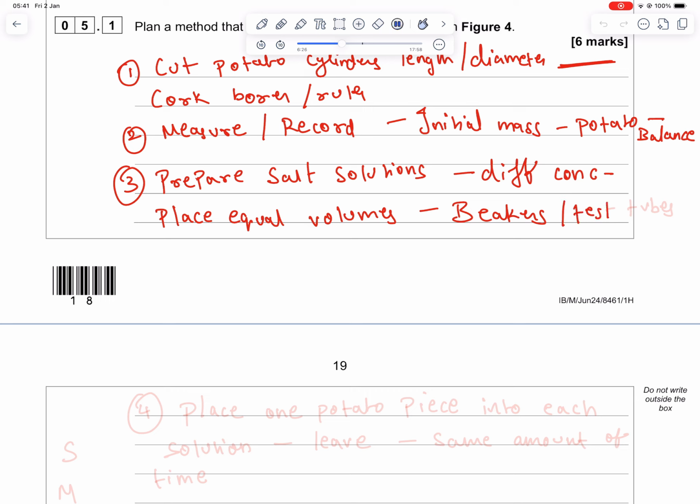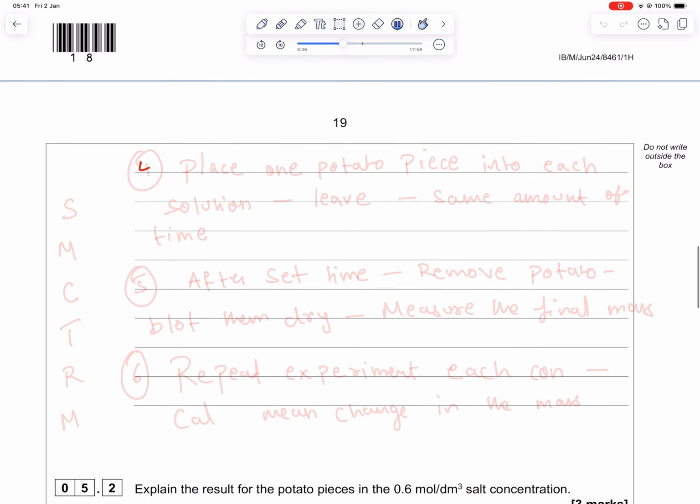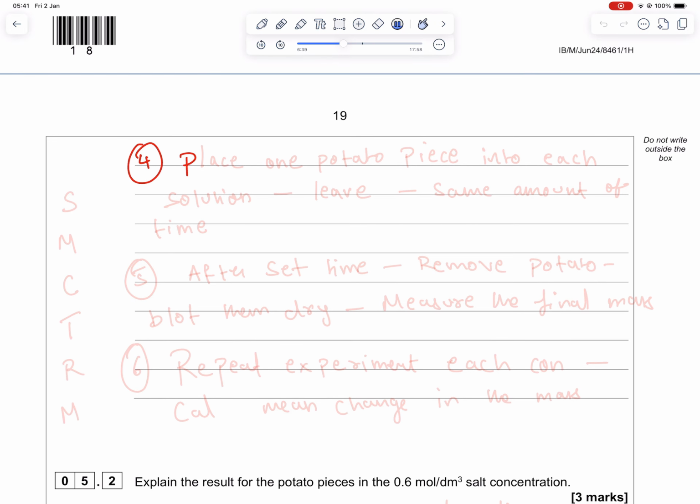That's your choice. You can use either of them. Now you're going to place 1 potato piece into each solution and leave them for the same amount of time. That's the next step. So you're going to take each of those 5 pieces and place 1 potato piece in each. That is the minimum. You can go to a maximum of however many pieces you want in each solution. But remember, it is recommended that you do it with 1 potato piece per solution, and you have to leave them for the same amount of time.